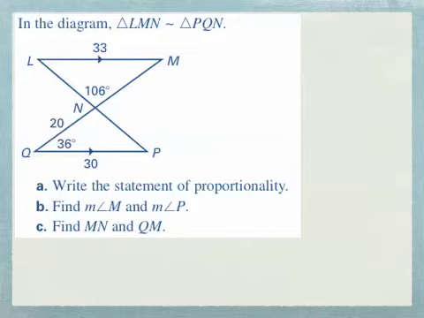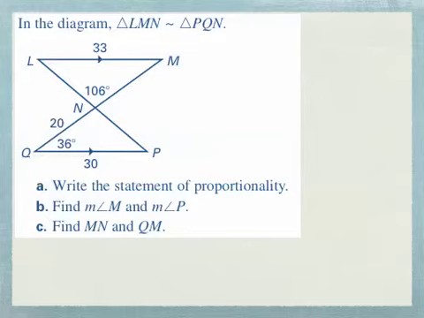A asks us to write the statement of proportionality. Remember, a statement of proportionality, especially in this case since we have a triangle, you're going to write ratios for corresponding sides between the two triangles, and you're going to set them equal to each other because the ratios should be proportional to one another.